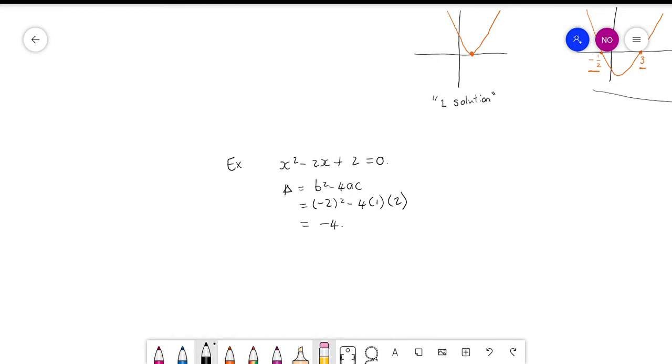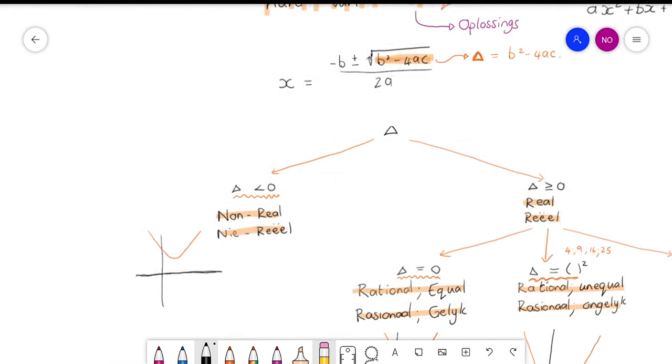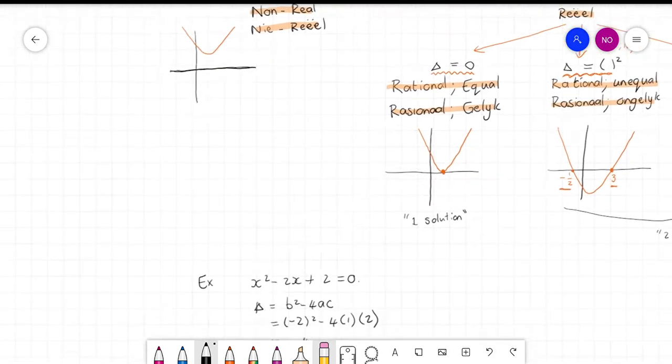In other words, and now we go to our little diagram here. Our answer was negative 4, meaning that the little triangle is smaller than 0. So I'm looking at this situation here, which means we write down that our roots will be non-real.